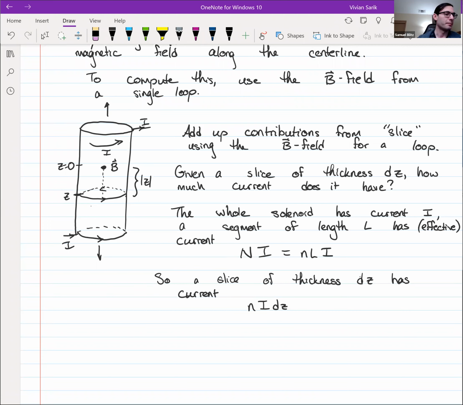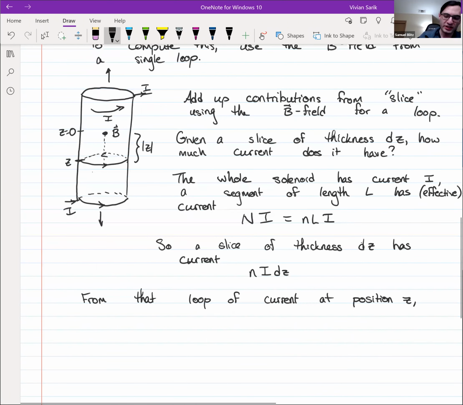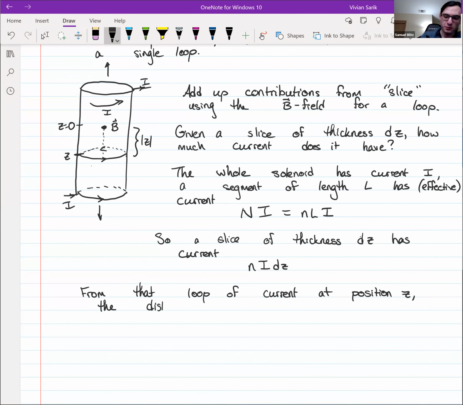Right, so from that loop of wire, that loop of current at position z, the distance from z to the point of interest, POI, is the absolute value of z.